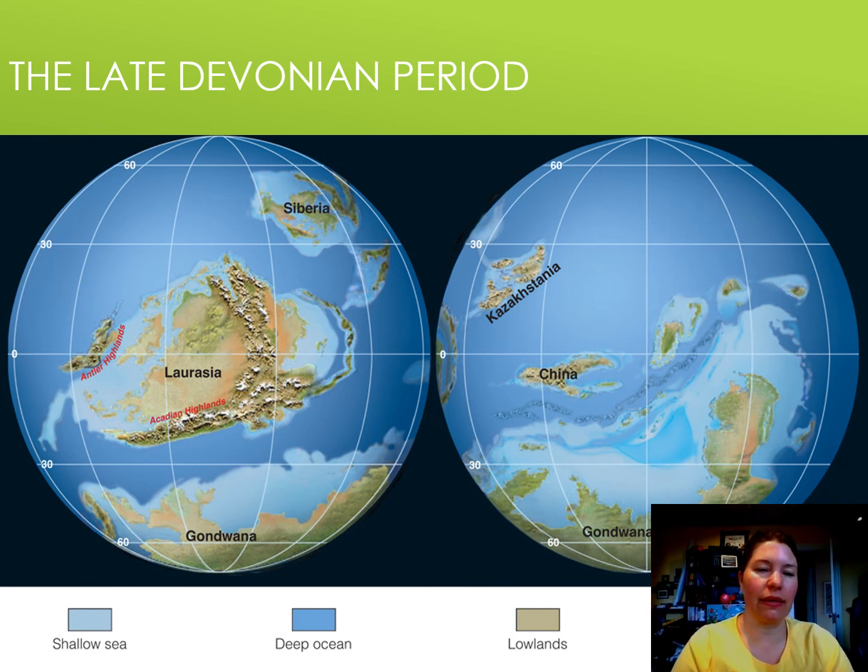And okay, so what's going on during the late Devonian period? So here's our paleogeographic image here. We're going to have a lot of mountain building going on. So we see Laurasia.